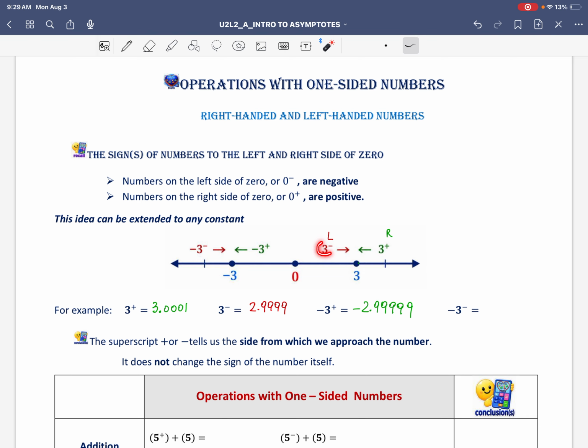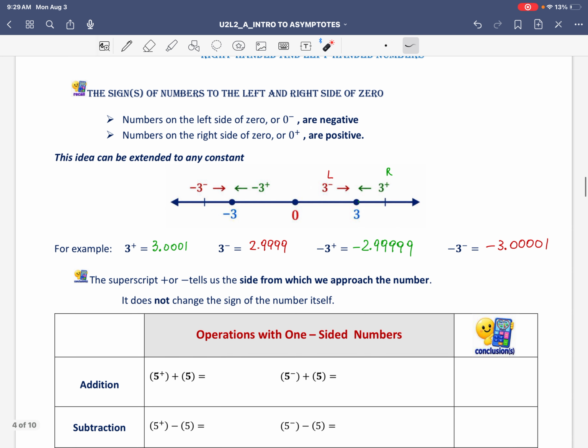And negative 3 from the left-hand side means that here we are, let's say at negative 4, and then we're getting closer and closer, negative 3.5, negative 3.1, negative 3.01. So the numbers in this case will be represented by numbers that look like this. And you can go as close as you want by adding more zeros to it. Again, as in 0 plus and 0 minus, plus and minus will tell us the side from which we approach the number.